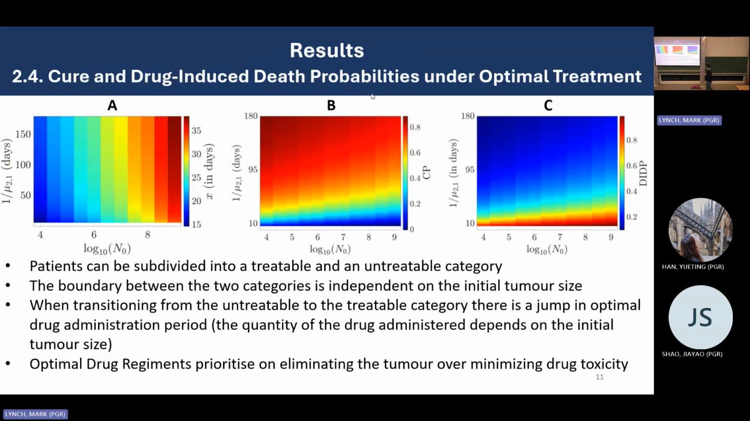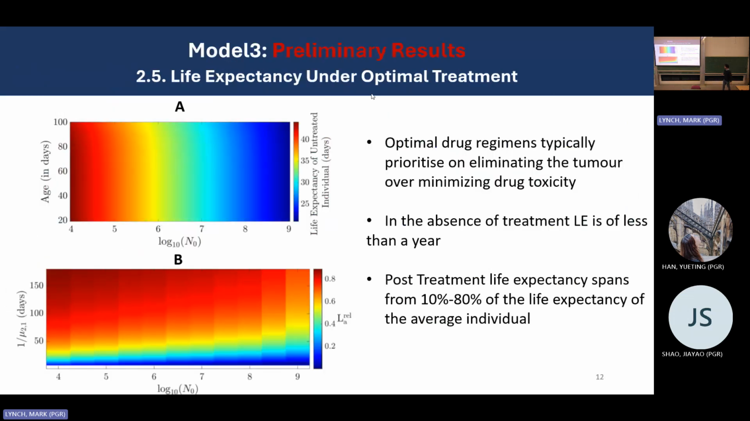So this sounds a bit counterintuitive, but we can look more in detail. And we can see that the life expectancy of a patient, in the case where the patient is untreated, is smaller than 3 months. Whereas in the case where the patient is treated, it's quite large. So it can take, for example, 10% of the life expectancy of an average individual in the population. So what the optimal control framework does is say that I'm willing to take the risk in order to increase the life expectancy of the patient.